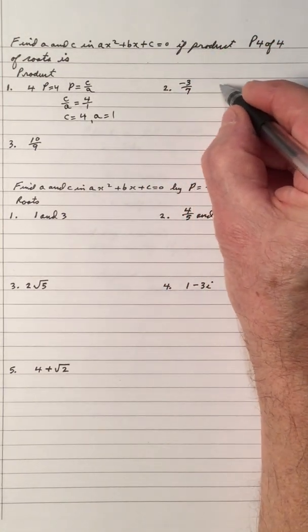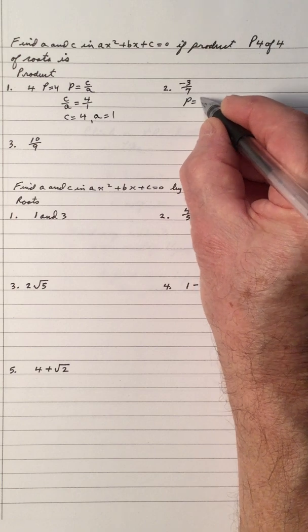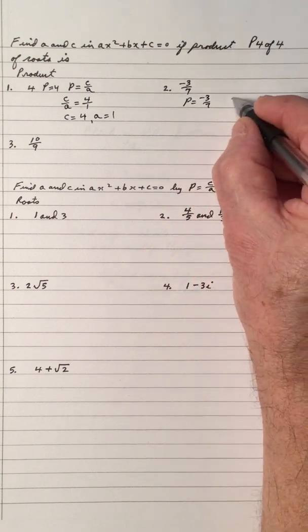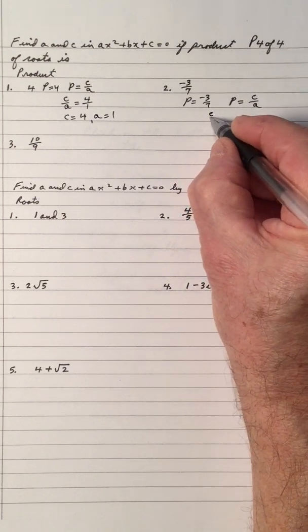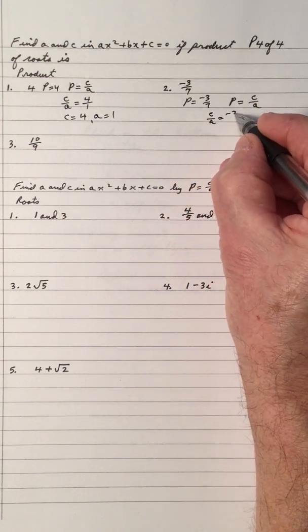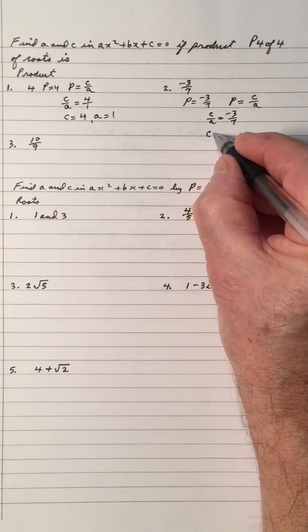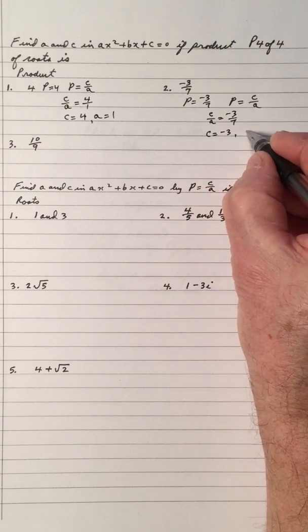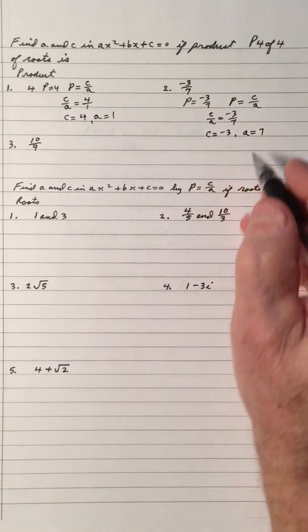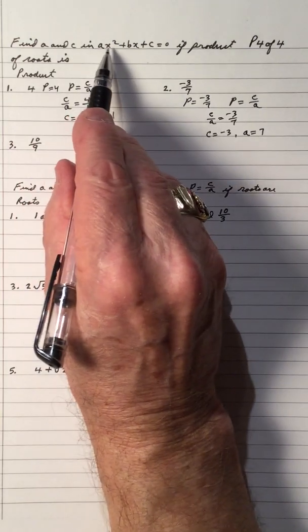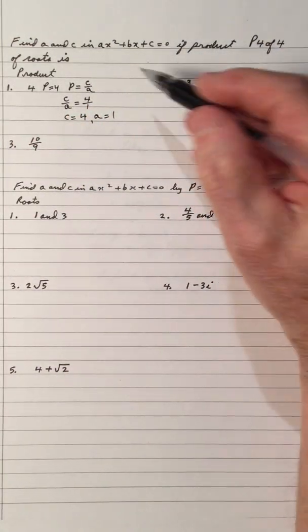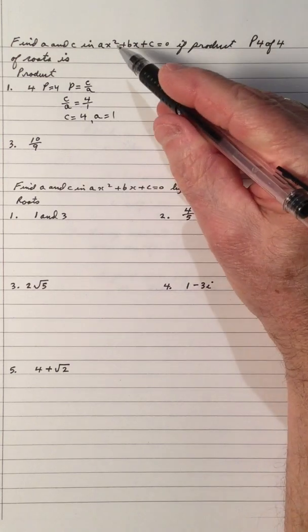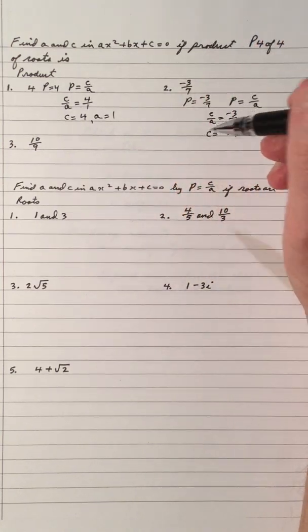And again, the product is negative 3 over 7, but the product is c over a. So c over a equals negative 3 over 7. So c is negative 3 and a is 7. And those are the values of a and c in this equation. Again, not concerned with the b right now, just concerned with getting the values of a and c, which is related to the product.